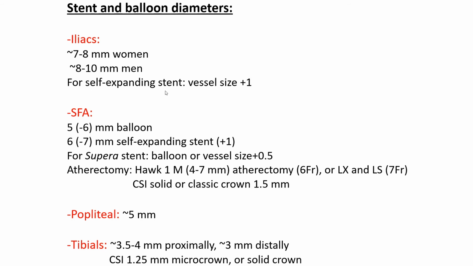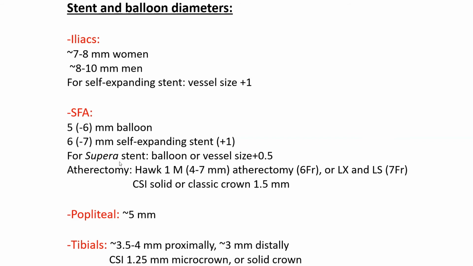When you're using a self-expanding stent, you add +1 to what you estimate as the vessel size. So if the vessel is, you think, 9 millimeter, you need to put a 10 millimeter self-expanding stent if you're choosing to use a self-expanding stent. For the SFA, you need to know that number. Overwhelming majority is 5 millimeter diameter with a 5 millimeter balloon and a 6 millimeter self-expanding stent. Again, with a self-expanding stent, you do +1 to the vessel caliber. So this is, memorize that, very important. 5 millimeter SFA, 6 millimeter self-expanding stent.